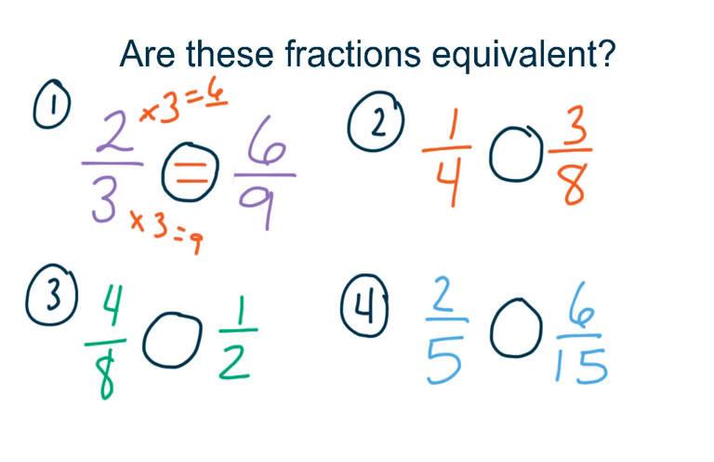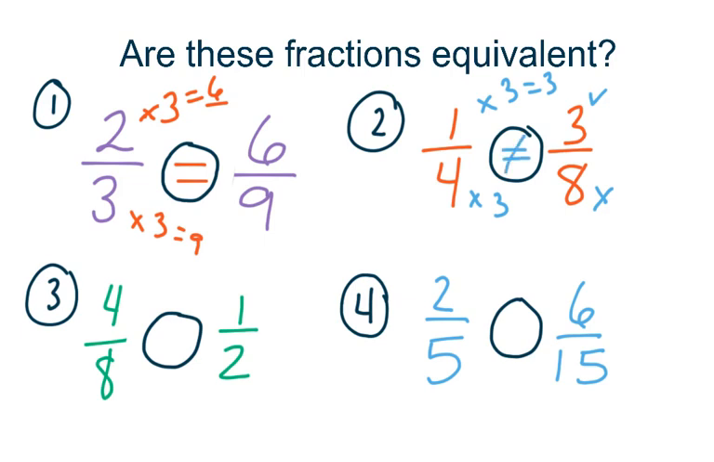Let's take a look at number 2. How would you get to 3? Well, if I have a numerator of 1, I would need to multiply times 3. And then I would need to multiply my denominator times 3. Well, 3 times 1 would get me 3, so this part would be right. But 3 times 4 gets me 12, which is not 8. So these two fractions are not equivalent.